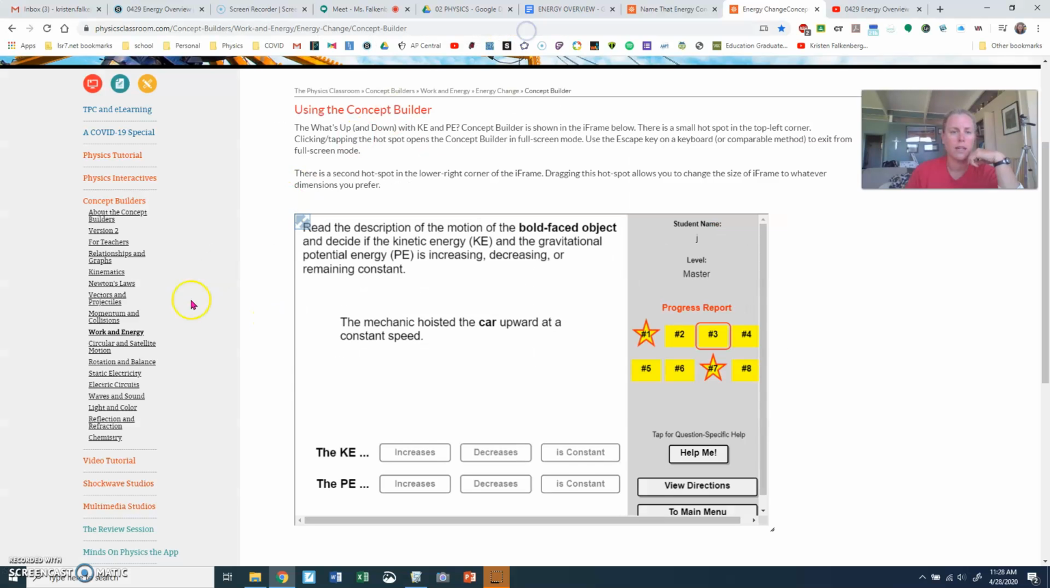So those are the two activities. I don't think they're too complex, so I hope it goes well. And we'll get ready for conservation of energy tomorrow.